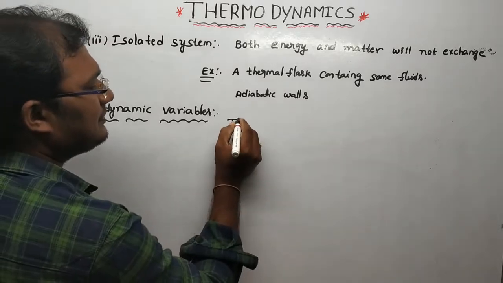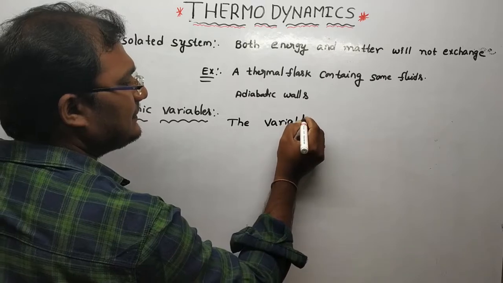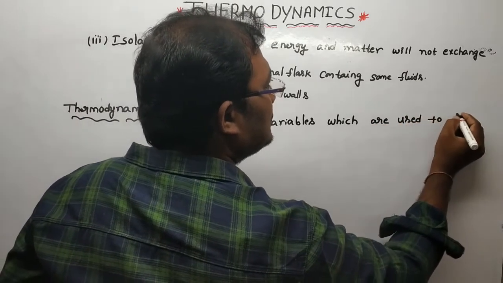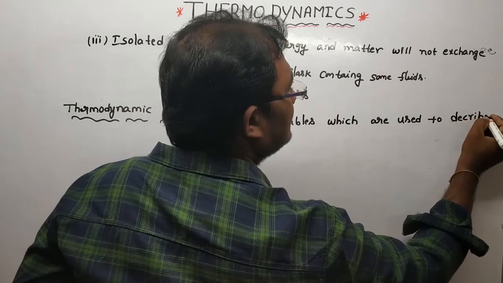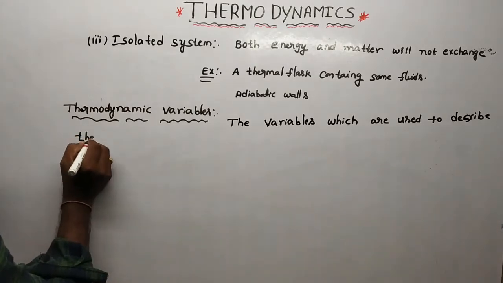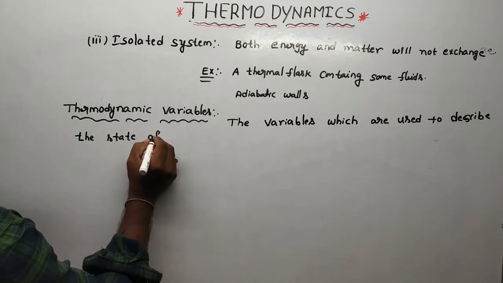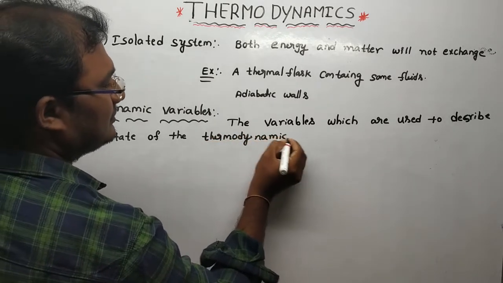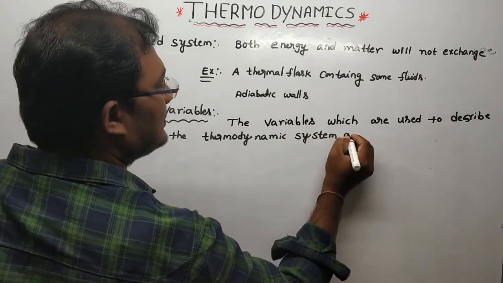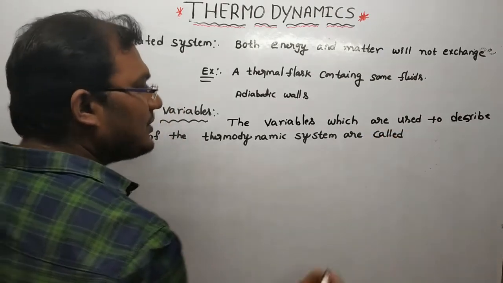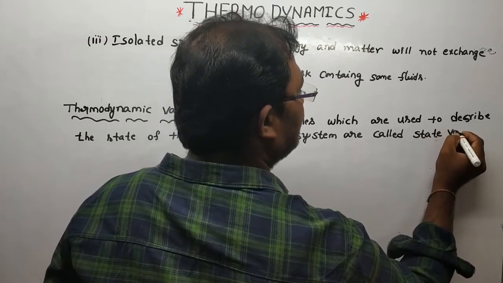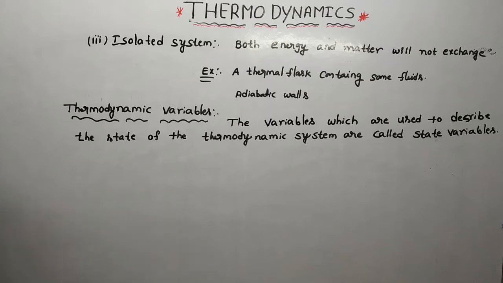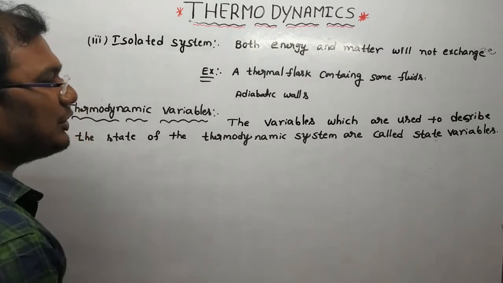The variables which are used to describe the state of the thermodynamic system are called state variables.